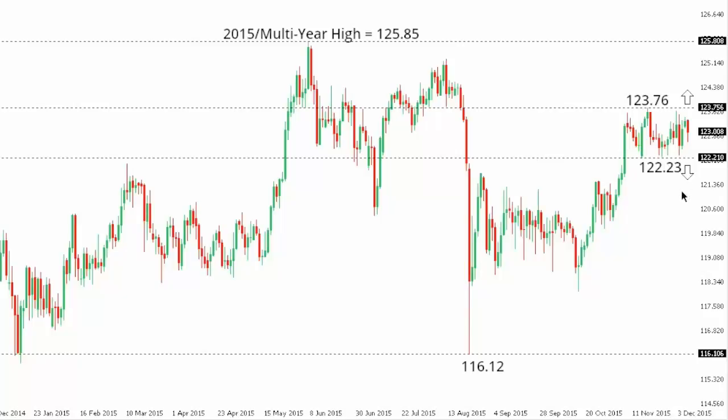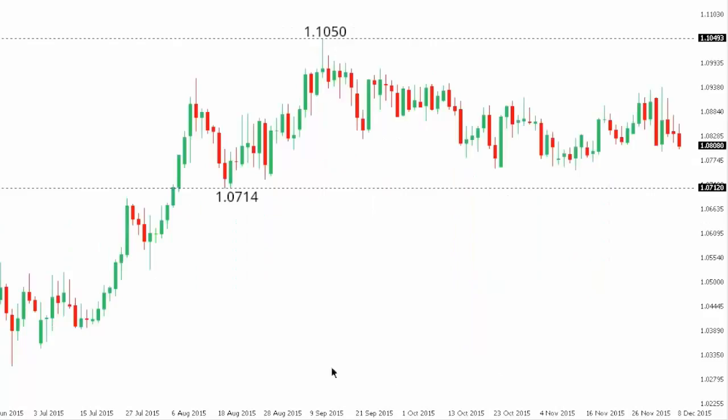an acceleration of declines, suggesting that we could be seeing a medium-term lower top ahead of a more significant resumption of declines back down towards the 119-120 area initially, and potentially all the way back down towards the August base just shy of 116.